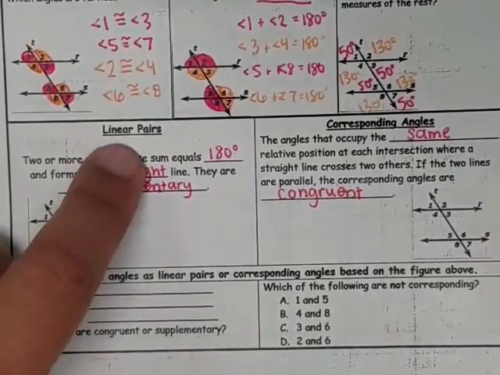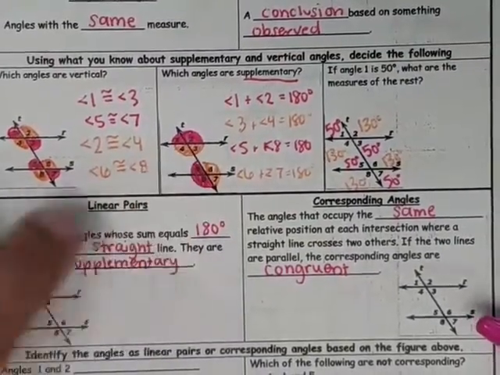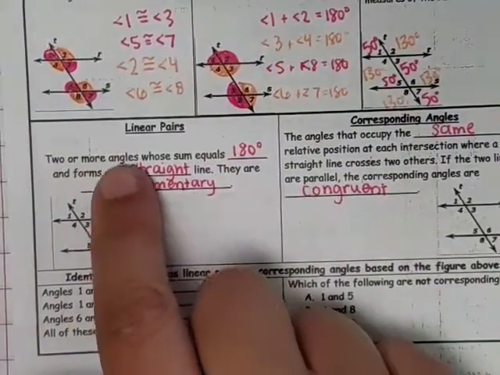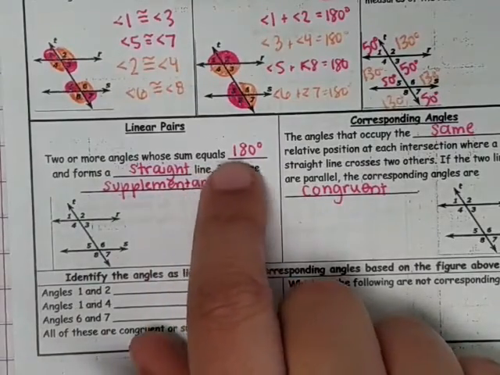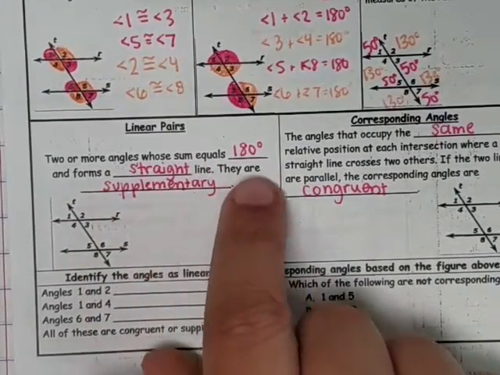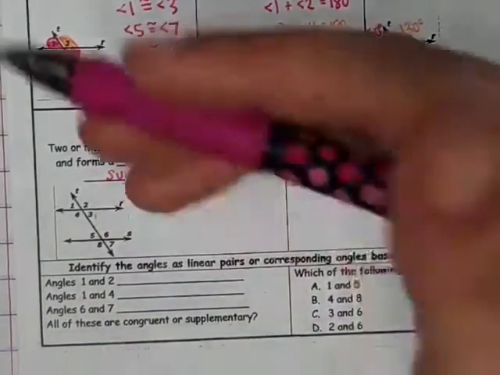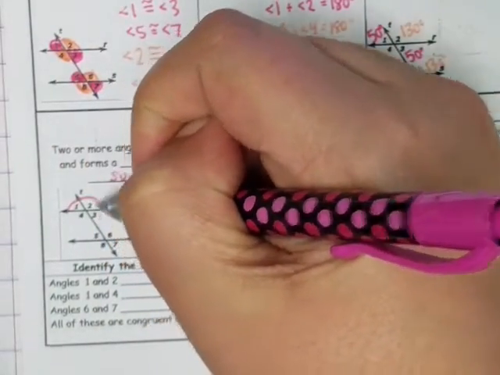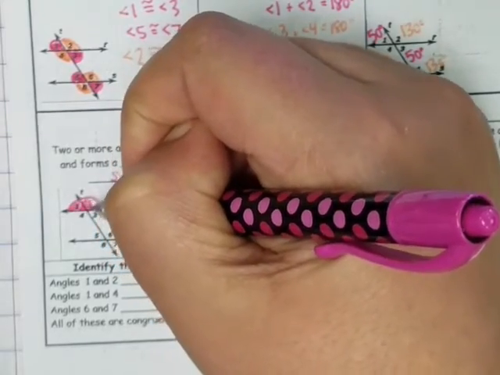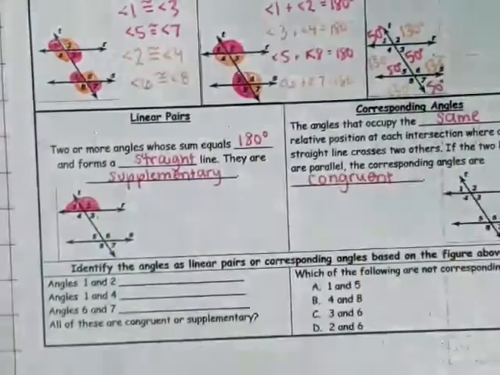So linear pair, which is actually what we talked about right here, we just didn't use that word. Linear pair are two or more angles whose sum is 180 and they form a straight line. And then that means that they are supplementary. So for example, 1 and 2 form a linear pair, therefore they are supplementary. Okay.